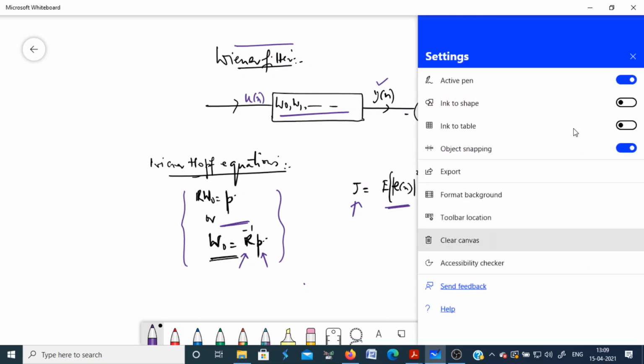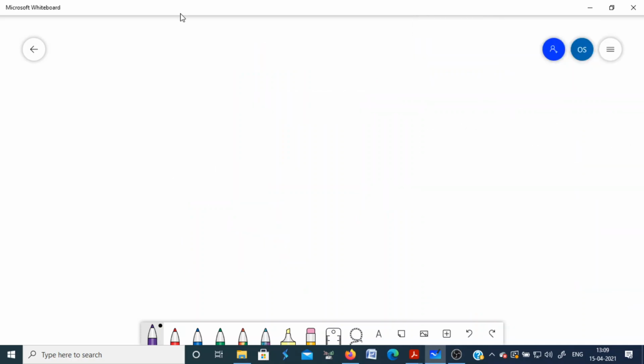Now we will turn our attention to some applications of the Wiener filter. There are many applications where the Wiener filter is used, but we will just go through one or two. So we take one application which is used in digital communication, which is channel equalization.